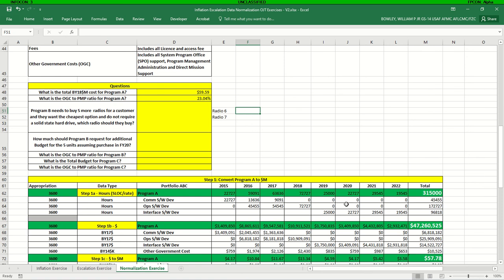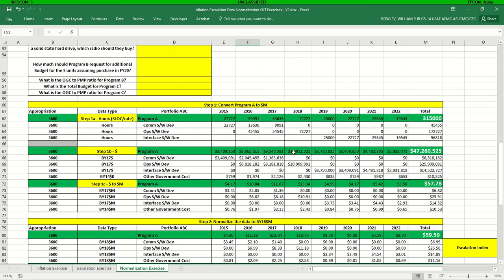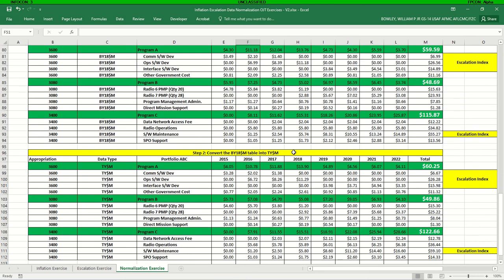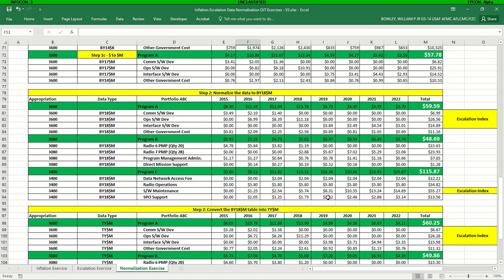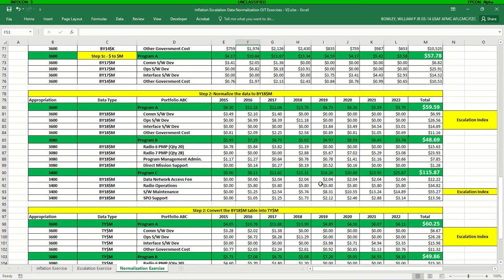So if we want to look at the unit price, and we're going to do a comparison, and we're trying to be as apples to apples as we can be. Again, we want to use base year dollars for this comparison. So if we look at the base year 18 millions, we've got radio 6 and 7. The prime mission product is the cost of the radio. We've got 2 amounts here, but we need to normalize these data points for quantities.